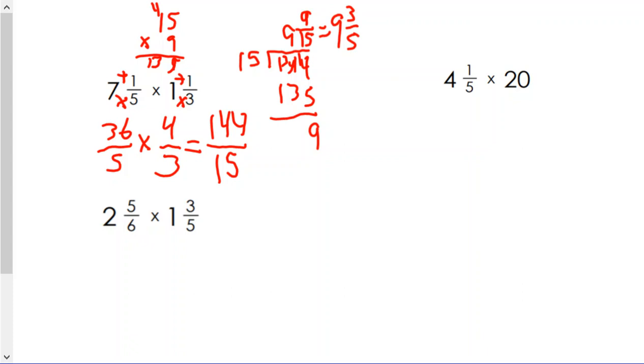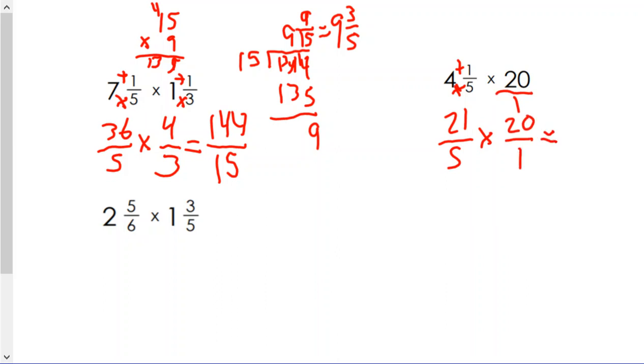4 1/5 times 20. Okay, so we're going to change this first mixed number into an improper fraction. So 5 times 4 plus 1. 5 times 4 is 20, plus 1 is 21 over 5. And in order to turn 20 whole numbers into a fraction, we just need to put 1 underneath. So this becomes 20 over 1.